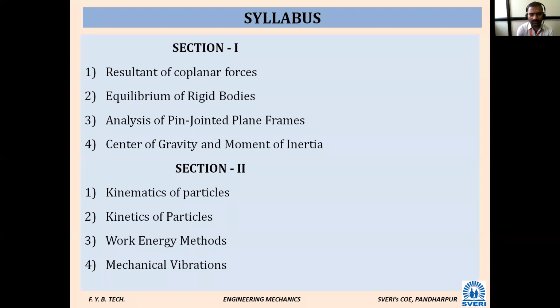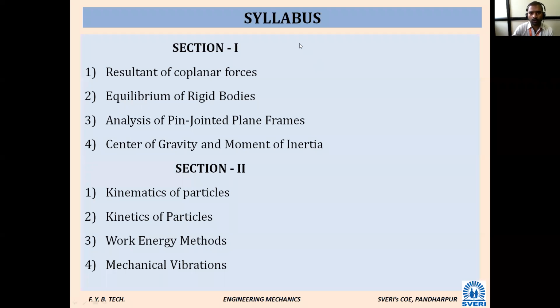Can anybody tell me what is statics? Statics means at rest. Yes, the study of forces when the body is under rest condition. The body is not moving anywhere. Then can you tell me what is dynamics? Body in motion. Yes, all of you interact. It is the study of the forces when the body is under motion.